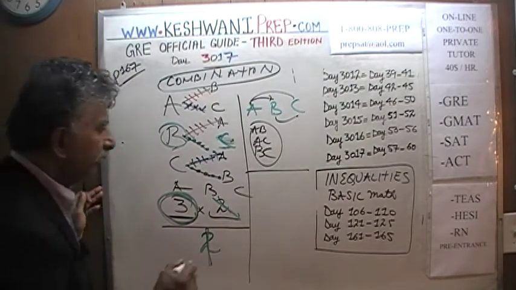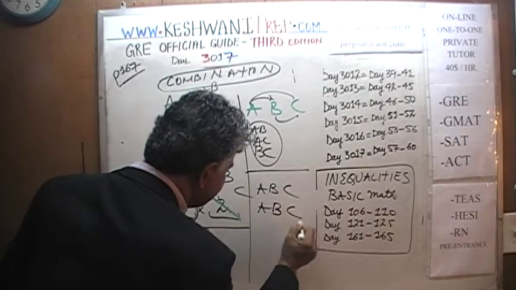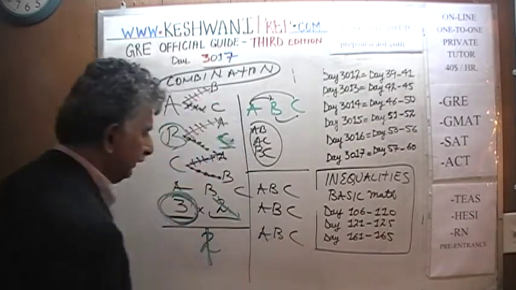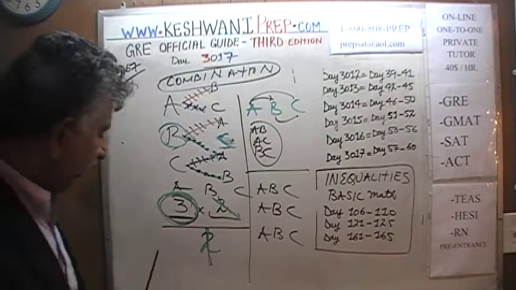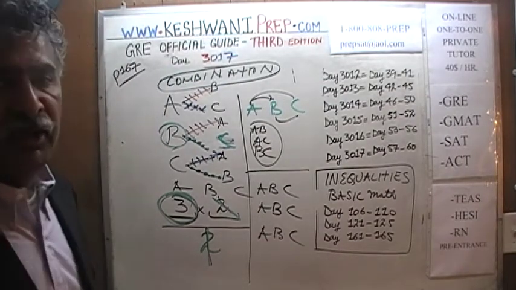Here's another way to look at it. There are three people, A, B, C. There are three people in that room. Go get two people to work on the project. So you go in that room and you say, I'm not going to pick C.